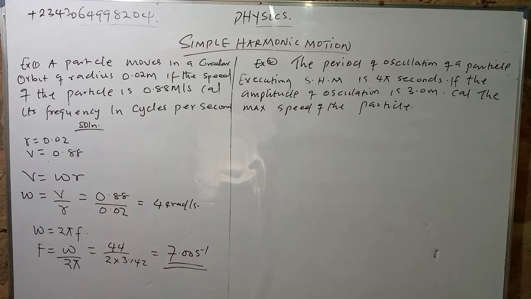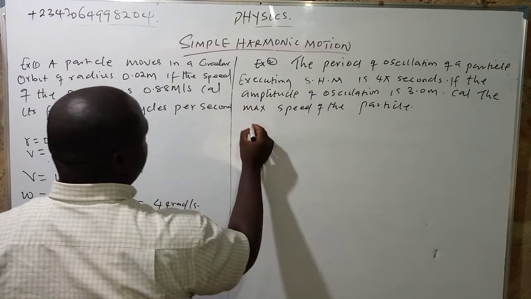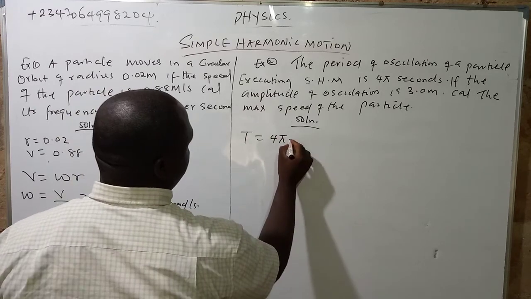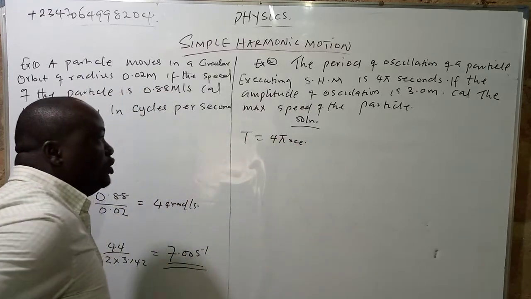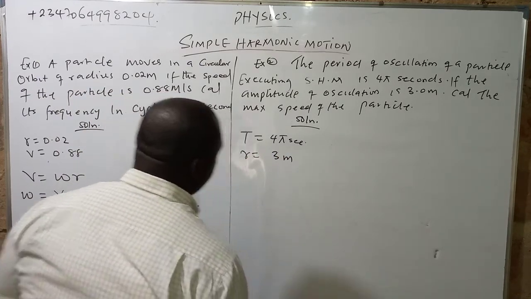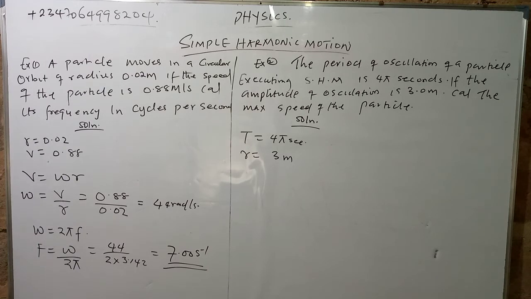Now the second example, which is example number 2, we have a very sweet question. They said the period of oscillation of a particle executing simple harmonic motion is 4 pi seconds. So the period T is 4 pi seconds, right? If the amplitude of oscillation, which is R, is 3 meters, calculate the maximum speed of the particle. From the formulas I've already dropped above, try to pause the video and know if you can solve it yourself.